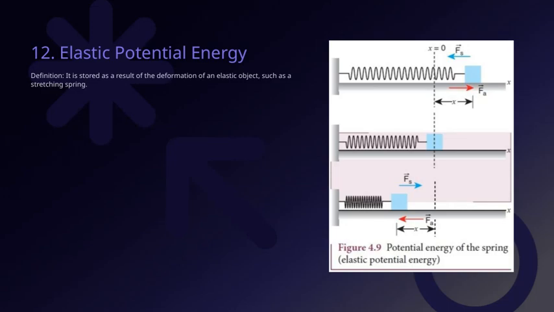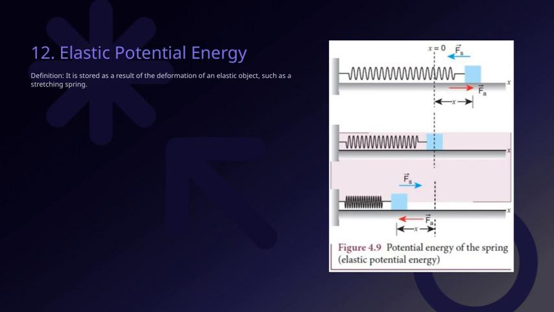Let's talk about elastic potential energy. Essentially, it's the energy stored in an object when it undergoes deformation, like when you stretch a spring. This energy isn't just floating around, it's stored as a result of the deformation of an elastic object. Think of stretching a spring. It stretches and then snaps back. The energy stored during that stretch is what we call elastic potential energy.